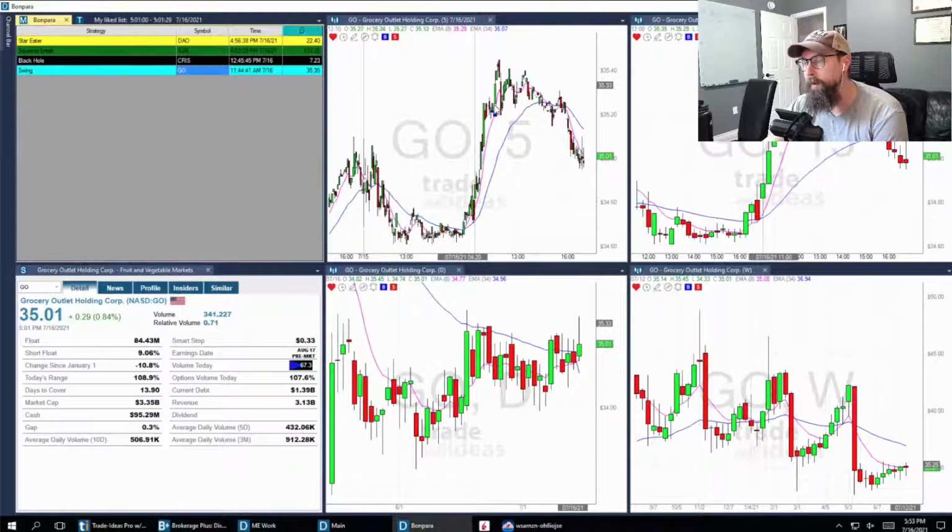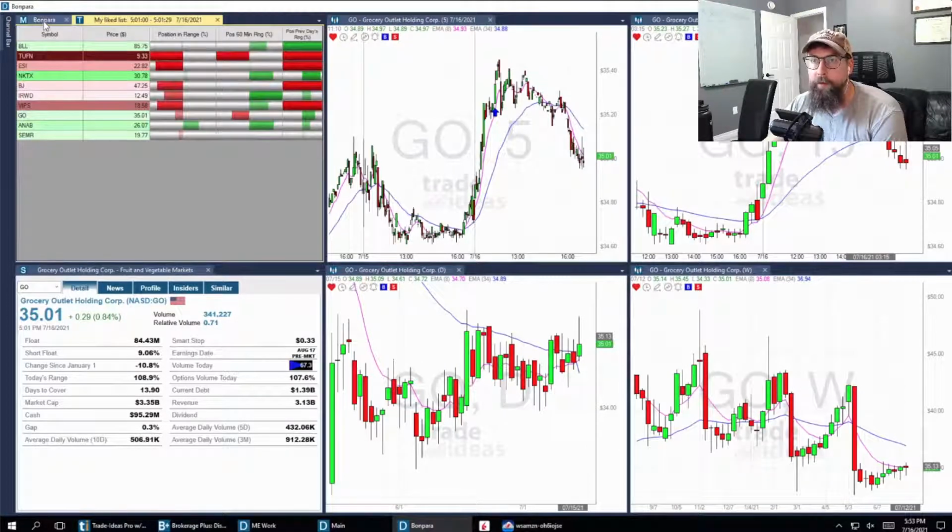When I was looking at Go this morning, I said that's a little bit overdone, but maybe if we base around in the afternoon and then break, I'll take Go. And you can see what happened. It pulled back pretty dramatically. But the thing I wanted to stress with this is how insanely simple it is.